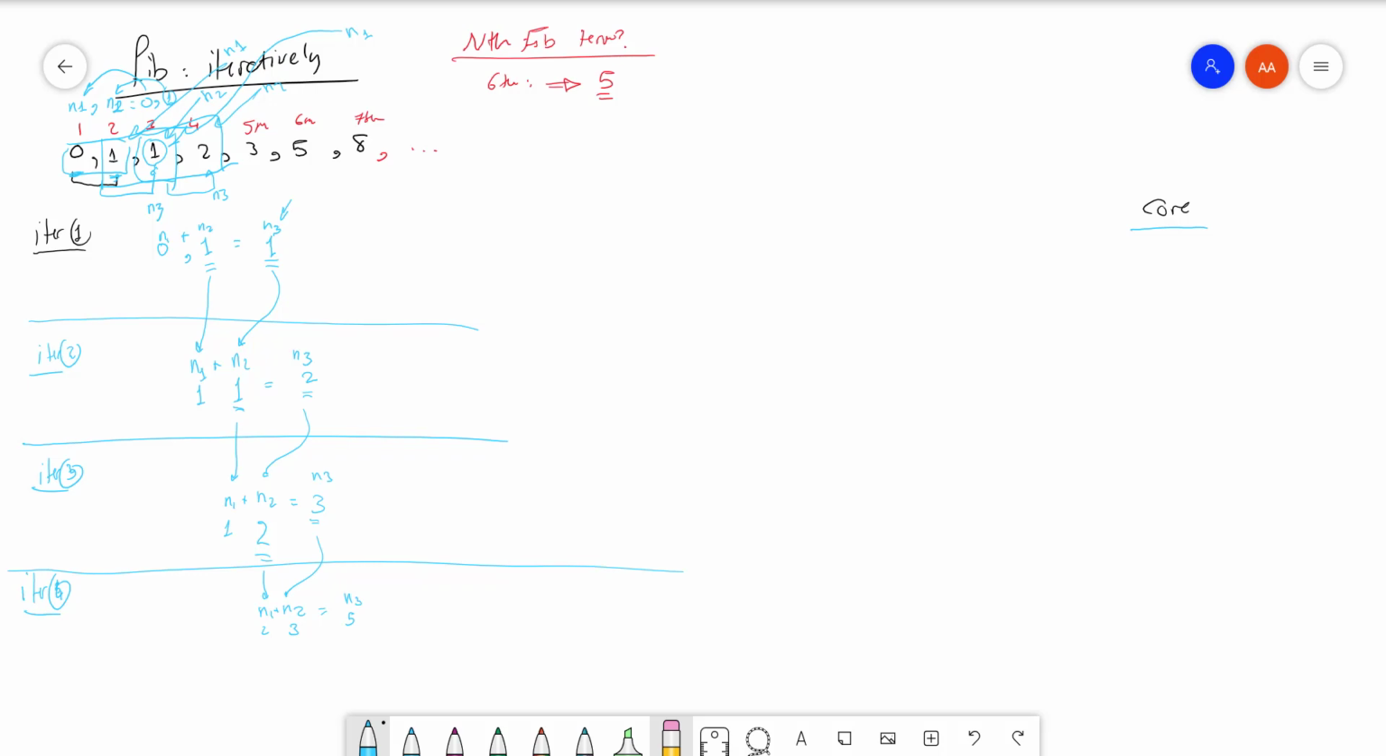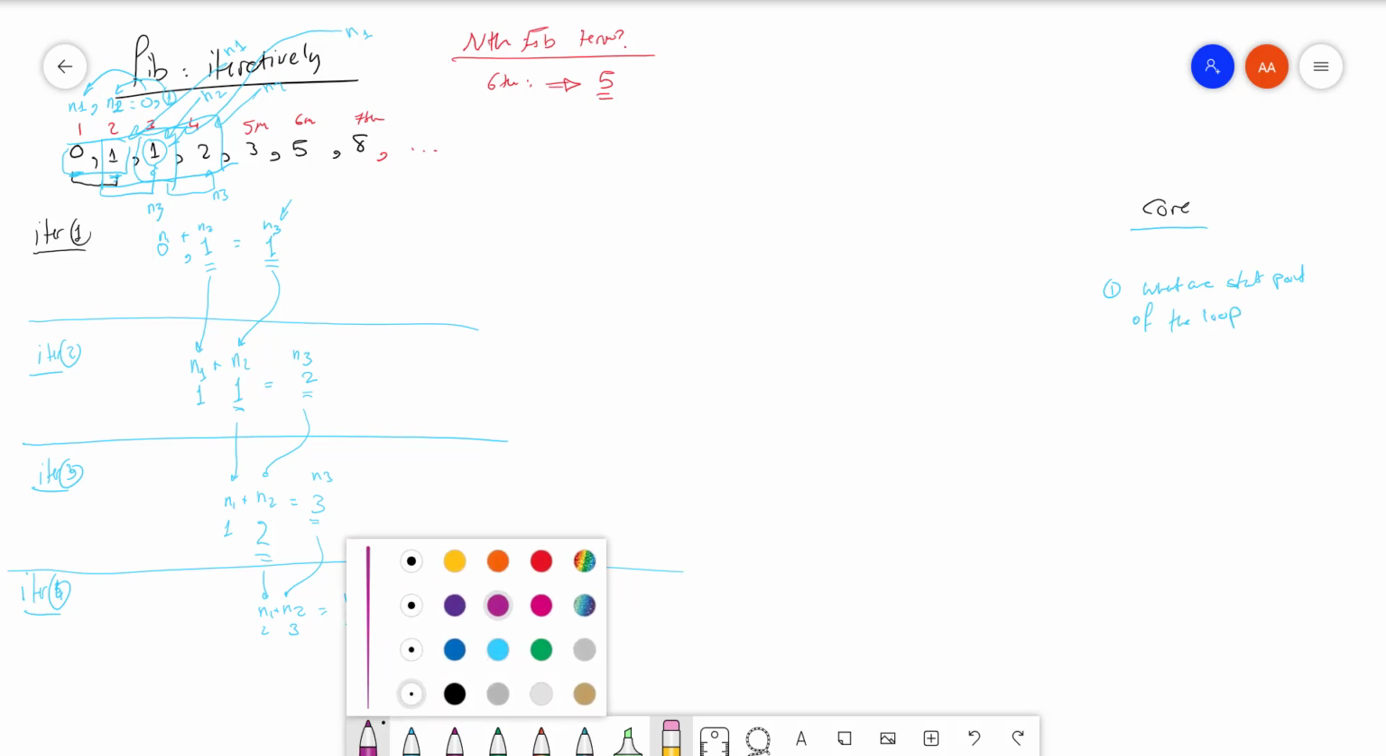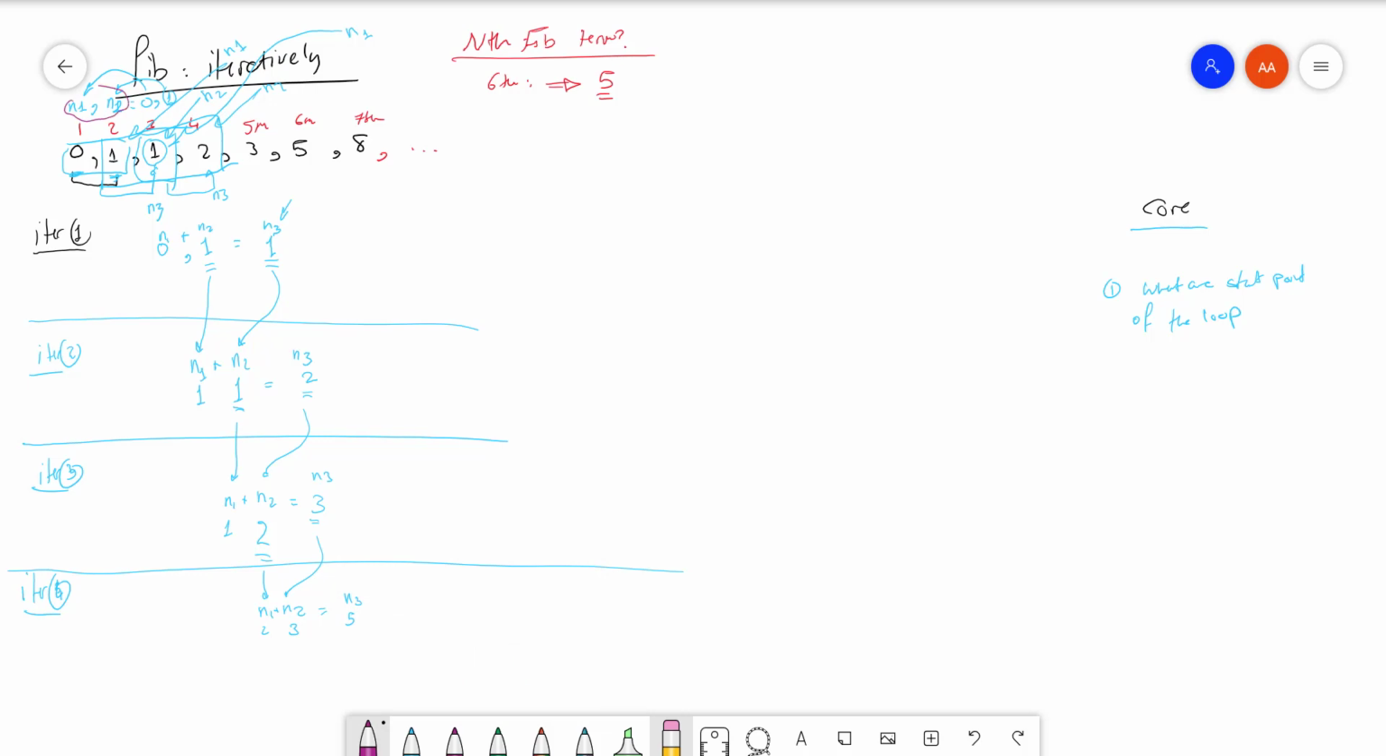The first one is, what is the start point of the loop? Well, this is kind of obvious. If you looked at this, you're going to see that you initialized the two variables n1 and n2 with these two values, which is 0 and 1, right?